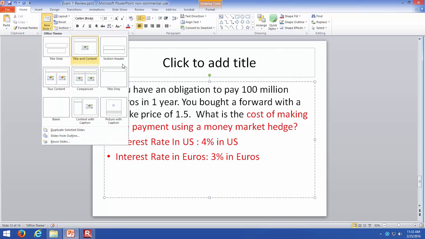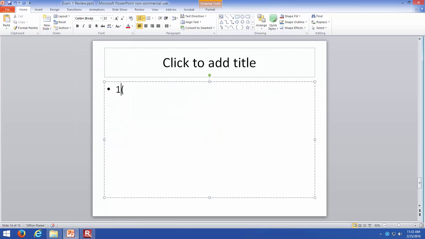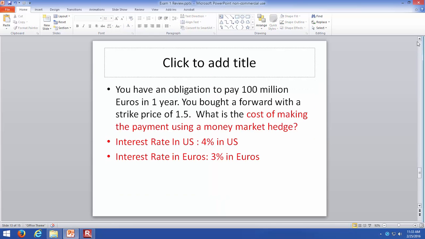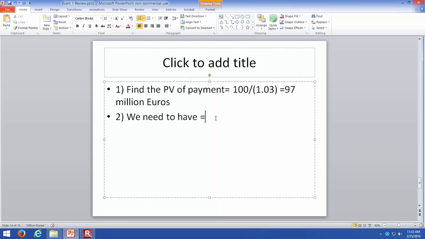So what is the strategy here? The first step is to find the present value of the payment. What we are saying is that you are going to invest enough money in Europe so that you can make the payment. So here that is going to be 97 million euros. And what we are also asking is, how much money do we need today? So 97 million is the future value. 97 million multiplied by 1.5 tells you the cost of making the payment. So 97 multiplied by 1.5 should give you the answer.